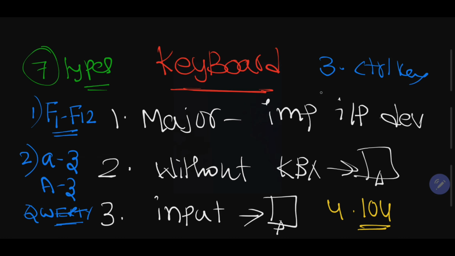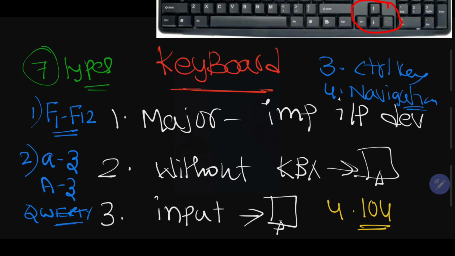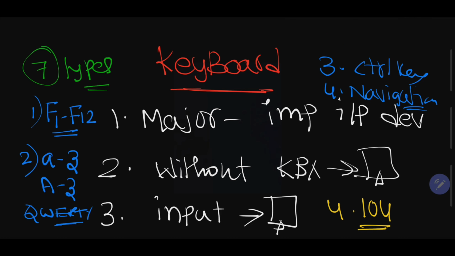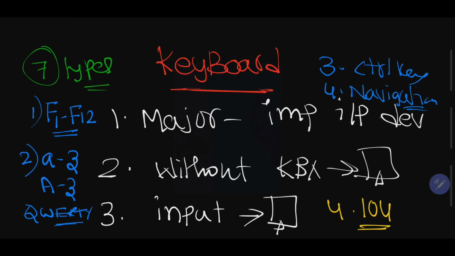Next, navigational keys. The up, down, left, right, these 4 keys we can call navigational keys, or we can also call them directional keys. So page up, page down, home and print screen, everything comes under navigational keys.